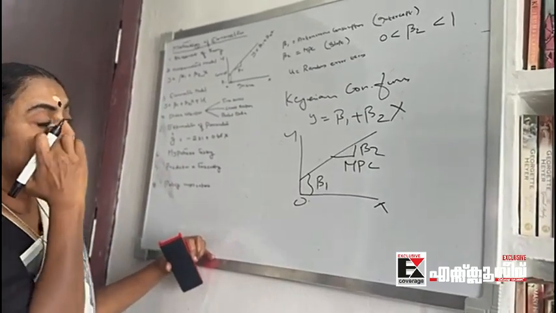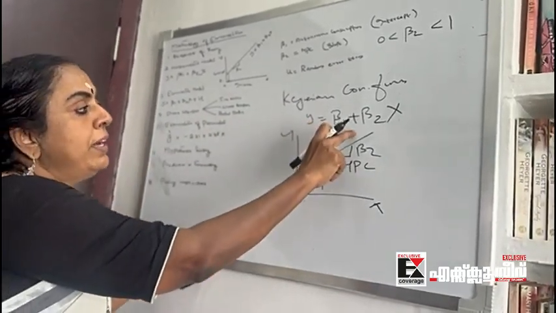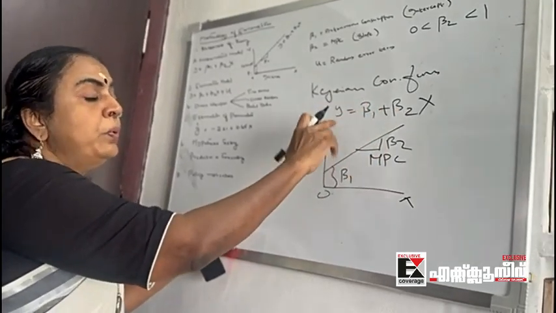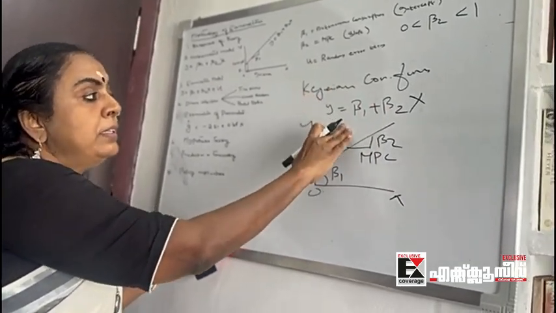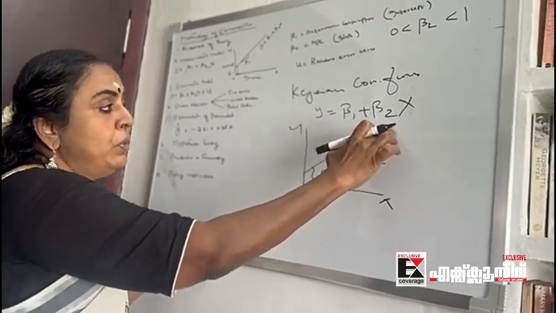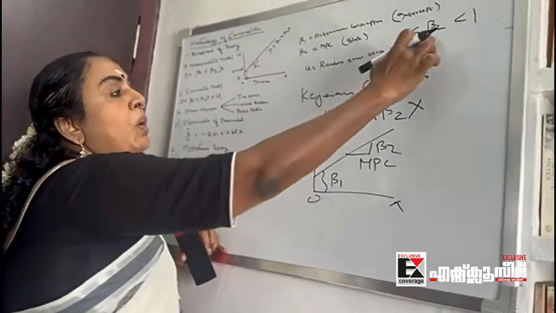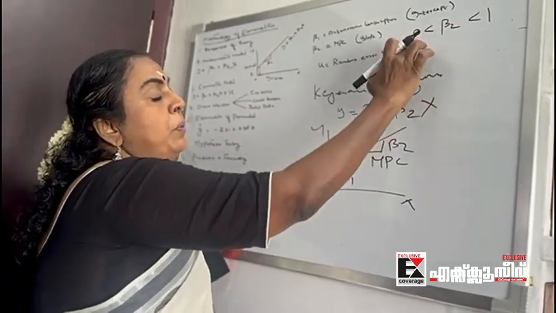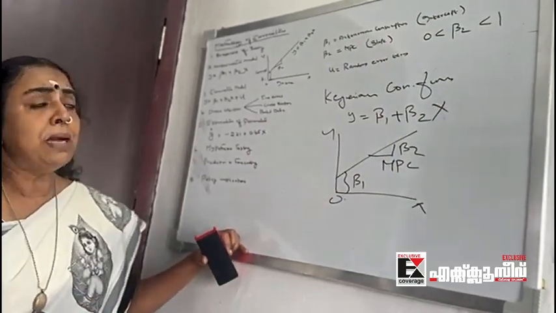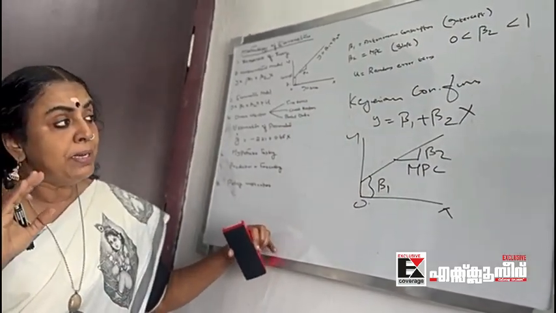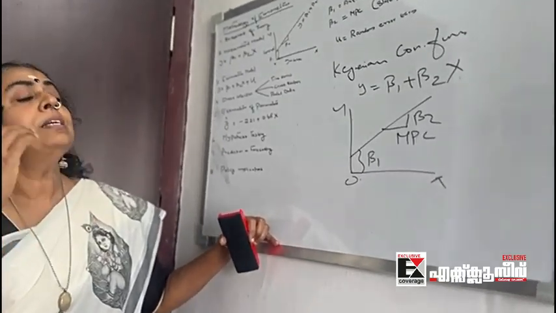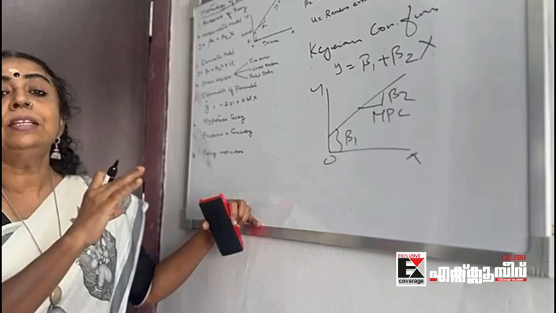When you talk about it in a geometrical manner, you can say that beta 1 shows the intercept and beta 2 is the slope. When you discuss that in economics, you say that beta 1 is autonomous consumption and beta 2 is marginal propensity to consume. And beta 2 will always be between 0 and 1. Beta 2 lies between 0 and 1. So, this is the mathematical model. Now, in the case of a mathematical model, the peculiarity is that you express the mathematical model exactly in terms of theory.